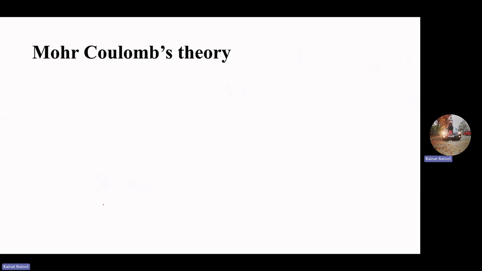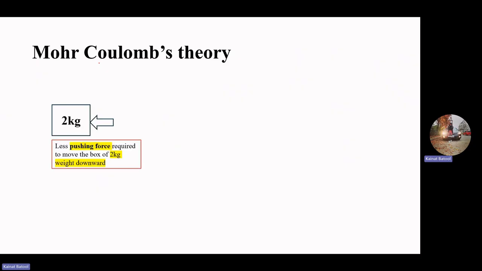Now let's see the Mohr-Coulomb theory. To understand it, firstly let's go through this point, that there were two scientists, one named Mohr, another named Coulomb. Coulomb presented the theory at first. He presented the idea that any shear force is a function of the applied normal force.